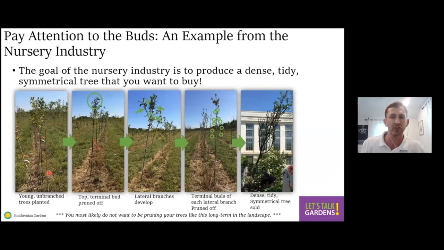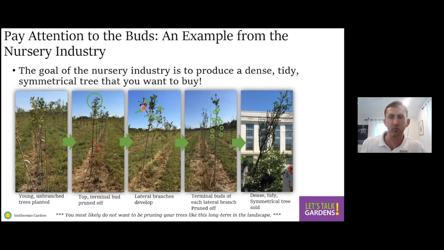So most trees start from seeds or cuttings of relatively unbranched trees, so just a single stem known as a whip, so a scraggly little single stem tree. If we cut off the terminal bud of the nursery, kind of like I did in the oak tree in the last slide, that removes that source of auxin production here at the top of this tree, and then allows those cytokinins that are produced in the roots to push out some lateral branches on this single stem tree until here in the third photo, it's got some lateral branches on it. It's starting to look like a tree.